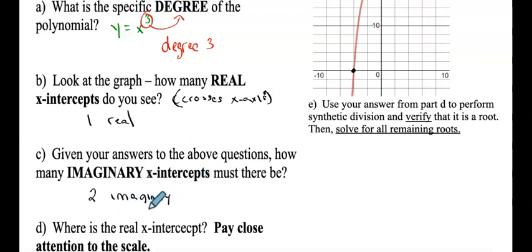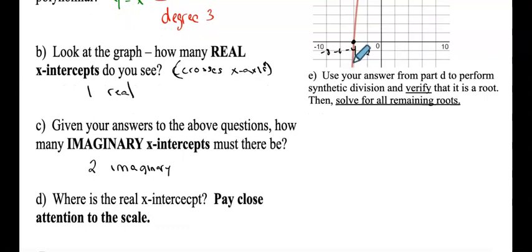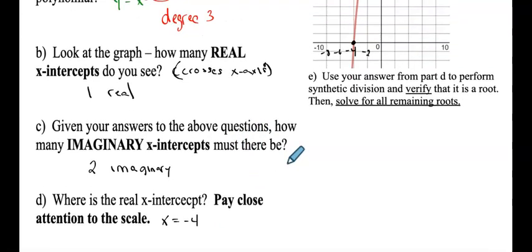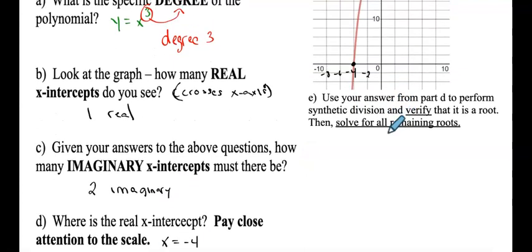And then it says, what is the real x-intercept? Well, if you count this, this is -2, -4, -6, -8, and then -10. So my x-intercept here is x equals -4. And then we're going to verify with part E here.